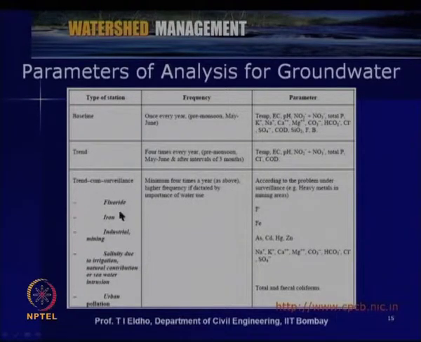And then we have to analyze for various important parameters like fluoride, iron, industrial mining or salinity, etc. And these are some of the important parameters like iron content, arsenic, say cadmium, mercury, etc. And total and fecal coliforms, etc. So that way, depending upon whether it is surface water or groundwater, we can identify the type of stations, and then frequency and the parameters. So that was about the groundwater.